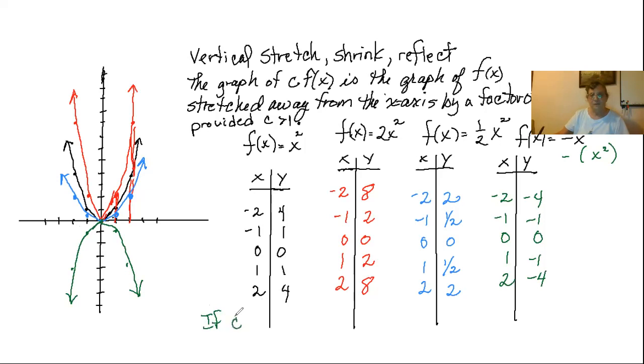So if C is less than 0, which is math for C as a negative number, the graph is reflected. This is a vertical, all of this is vertical, so it's reflected over the x-axis.